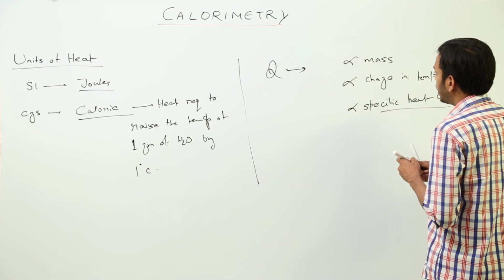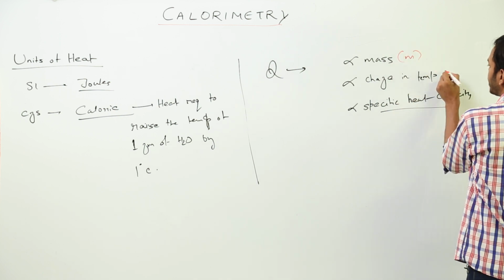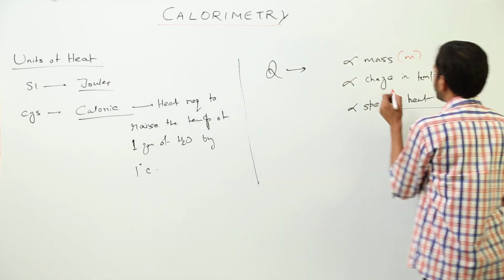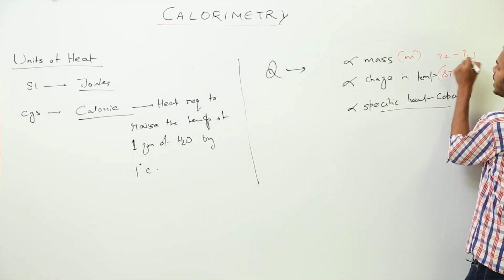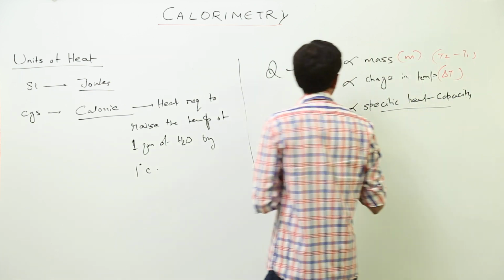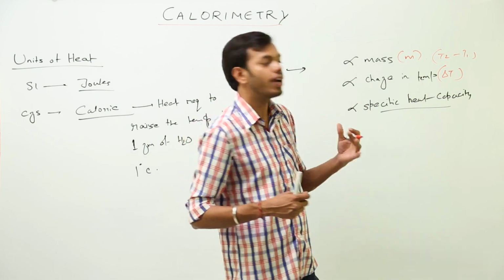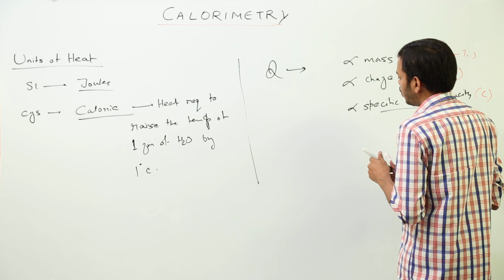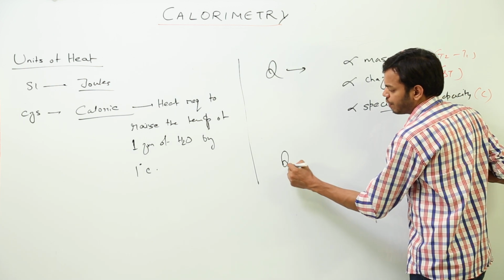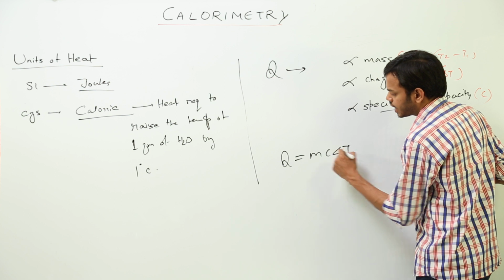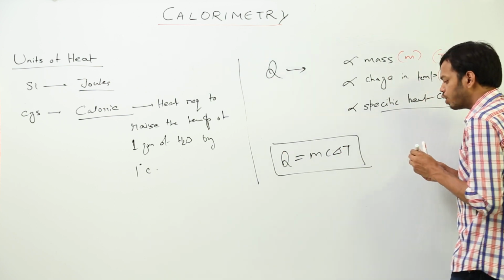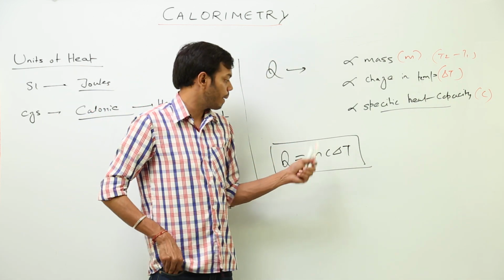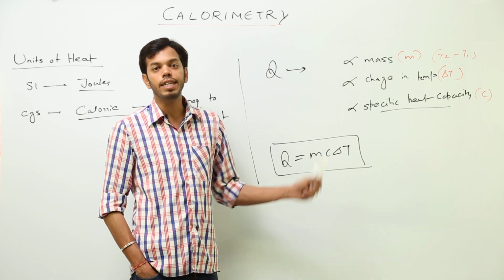The notations here are: mass is m, temperature change is delta T. Why delta T? Because this is the change in temperature. Delta T, in simpler terms, is basically T2 minus T1, final temperature minus initial temperature, because we are talking about the change in temperature, not the initial and final temperature. Lastly, specific heat capacity is denoted by the term C. So from the above observation, the formula is Q equals mc delta T. This is the main formula for calorimetry, and we are going to use this formula again and again. The total heat absorbed by the body is the product of mass, specific heat capacity and change in temperature.